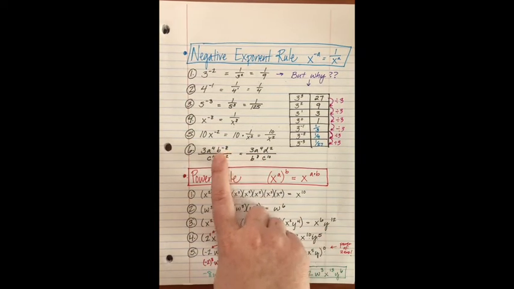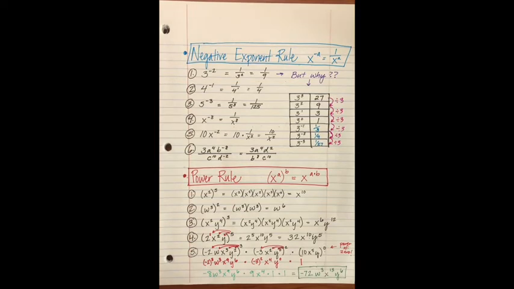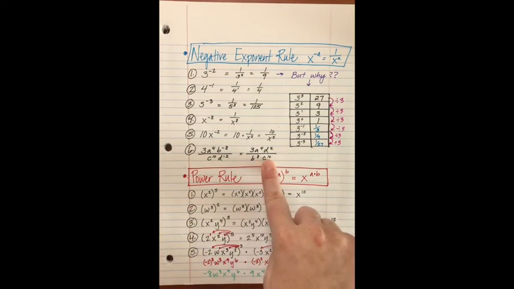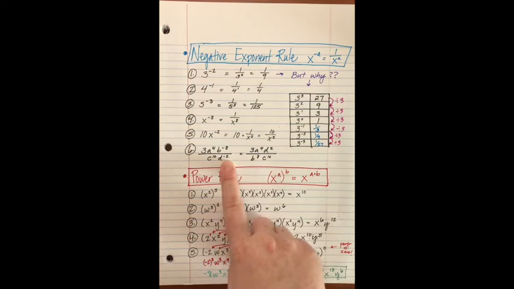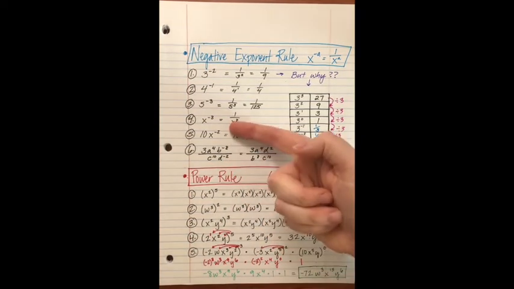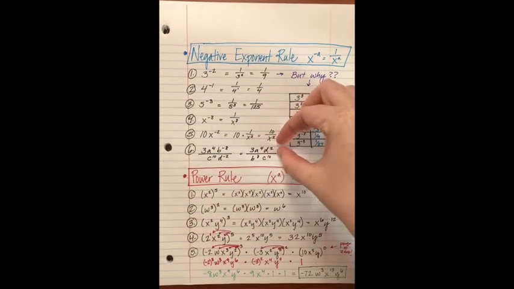B to the negative 8th, uh-oh. Got to fix that. Got to take that and put it in the denominator. B to the 8th. C to the 10th was fine, so I left it down there. D to the negative 2nd, ew, negative exponent, I've got to move it. So instead of moving it from top to bottom, I move it from the denominator to the numerator, okay?